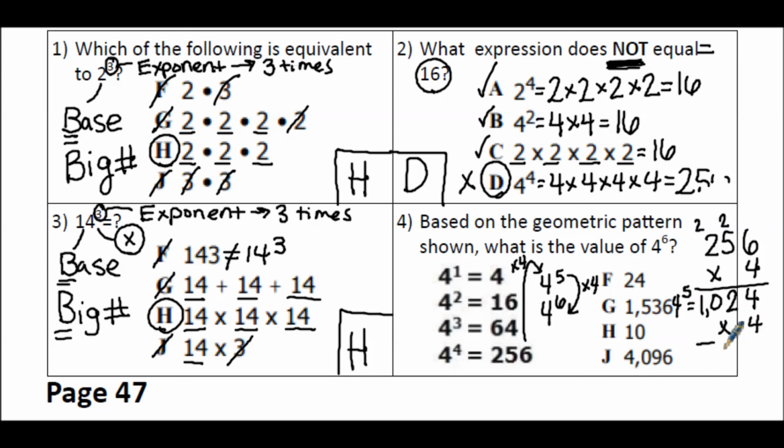Now if I multiply by another 4, 4 times 4 is 16, 4 times 2 is 8, plus 1 is 9, 4 times 0 is 0, and 4 times 1 is 4. So this is 4096, and that should be equal to 4 to the 6th power. And that is going to be the choice that we choose, which I see as answer choice J. So J is equal to 4 to the 6th power.